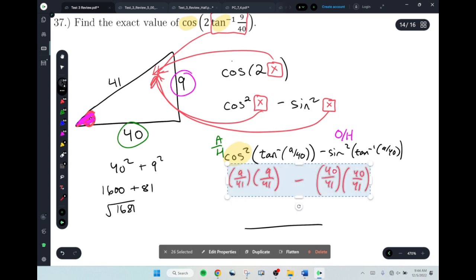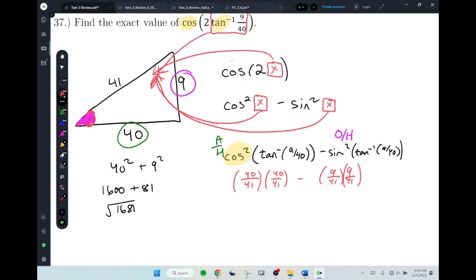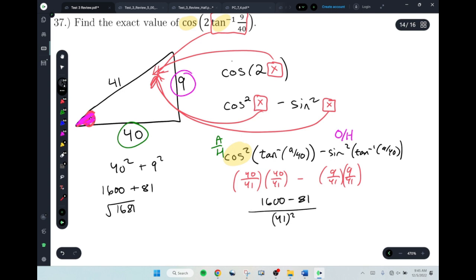It would literally just flip the sign, S-I-G-N, of the thing. So it turns into 40 over 41 times 40 over 41 minus 9 over 41 times 9 over 41. And I saw that quicker because I saw the negative sign. I was like, this shouldn't be a negative sign. And so now I've got 1600 minus 81 over 41 squared.